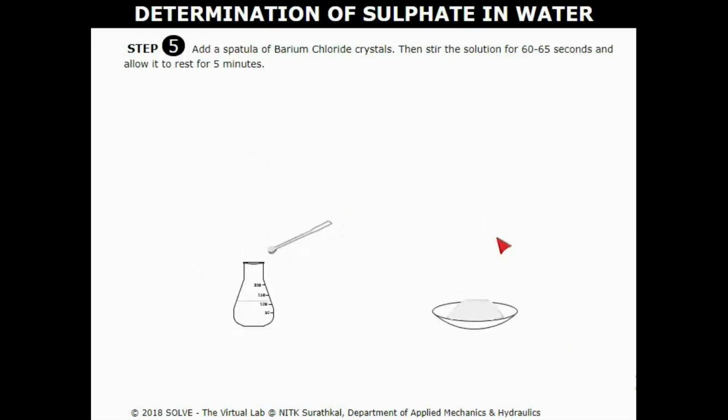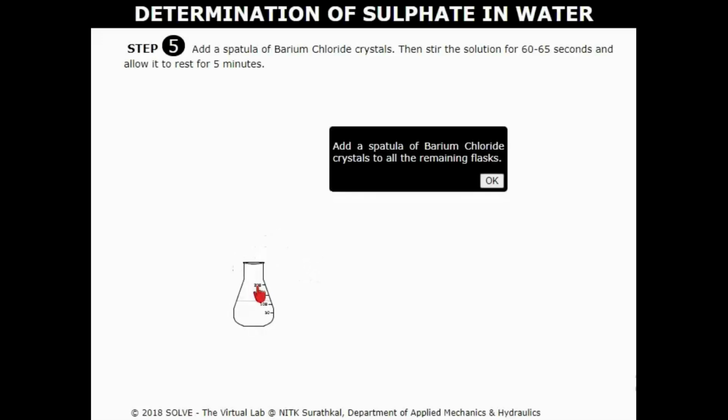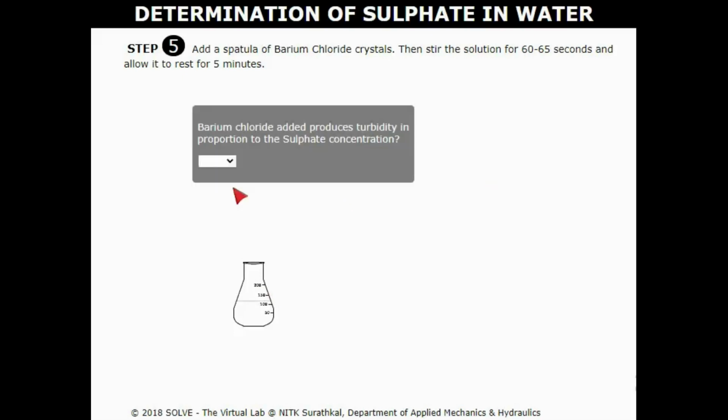Click on the spatula to add 1 spatula of barium chloride crystals. Then stir the solution for 60 to 65 seconds and allow it to rest for 5 minutes. Similarly, add a spatula of barium chloride crystals to all the remaining flasks. Select the correct answer for the pop-up question to proceed to the next step.